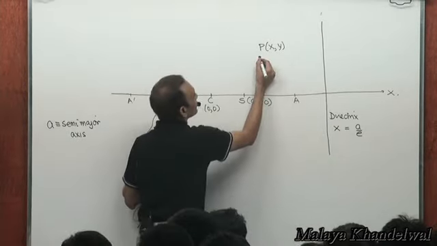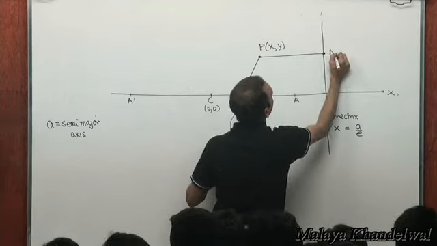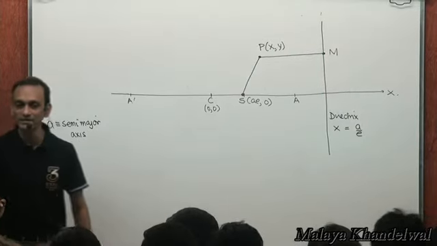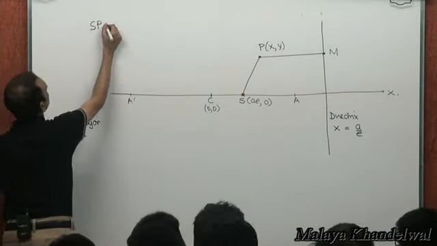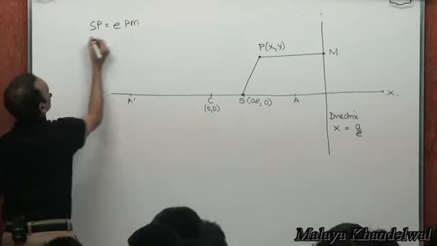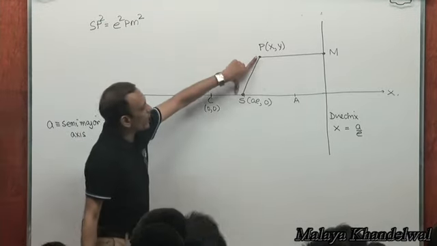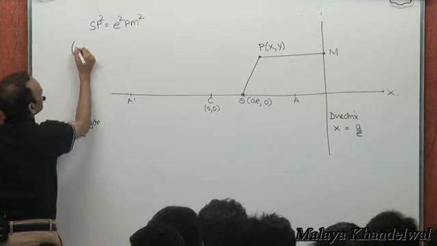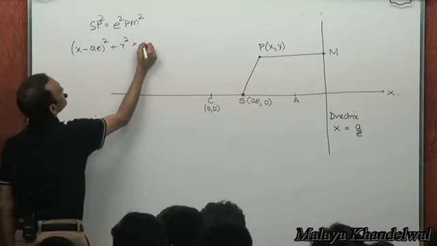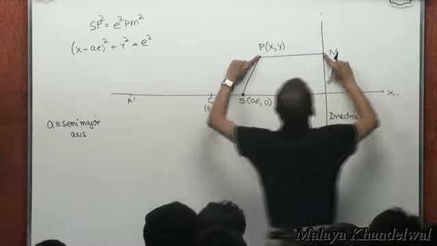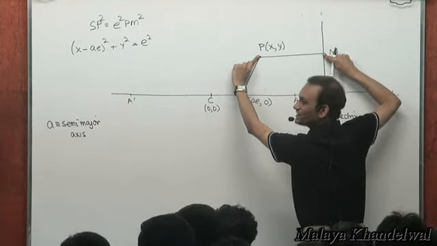Then from definition, SP will be equal to E times PM. E is the eccentricity, SP would be E times PM for any x, y lying on the ellipse. Right? SP would be E times PM, or SP squared would be E squared into PM squared. SP squared, distance formula, x minus AE whole squared plus y squared is E squared. Now what is PM? Realize that PM, this length, is A by E minus X. Yes or no?